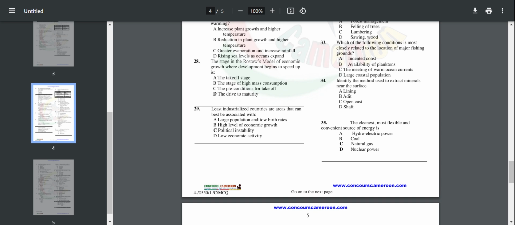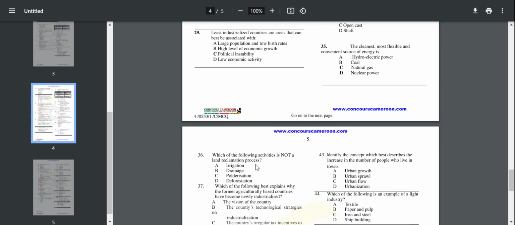Question 35. The cleanest, most flexible and convenient source of energy is... The answer is A, hydroelectric power.